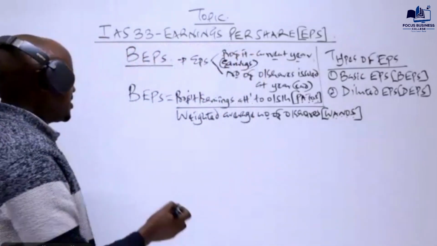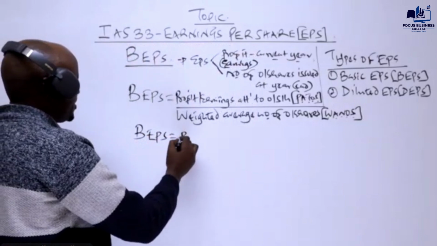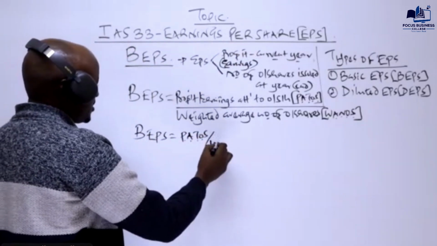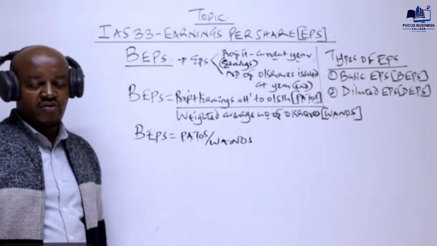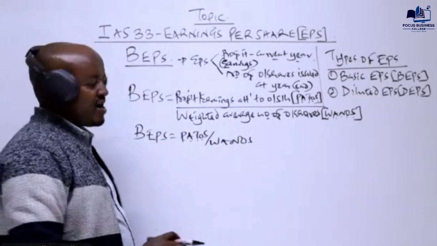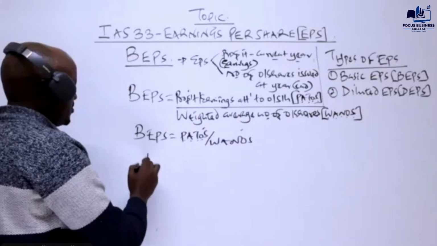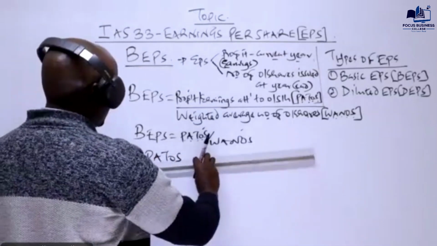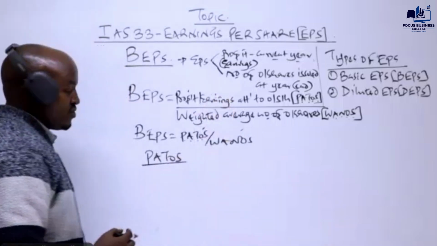So therefore, in this case, we can say basic earnings per share is computed by taking the PATOS, the profit attributable to ordinary shareholders, divided by what? By WAOS, the weighted average number of ordinary shares. So how do we compute these two items here? How do we compute PATOS? How do we compute WAOS? We can start by looking at how we compute the PATOS, the profit attributable to ordinary shareholders, which can also be known as the earnings attributable to ordinary shareholders.